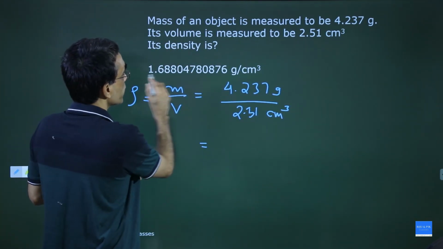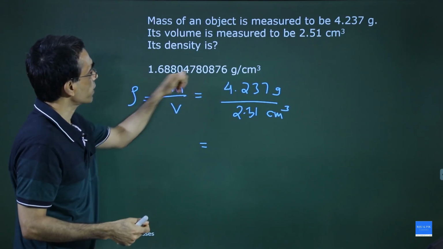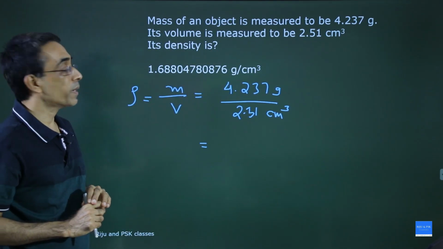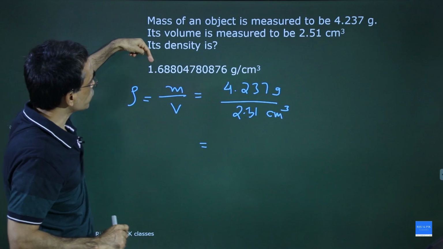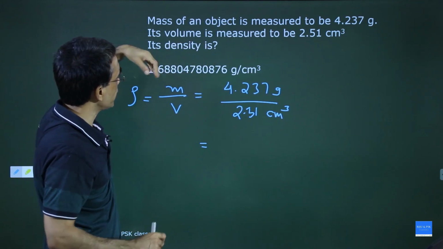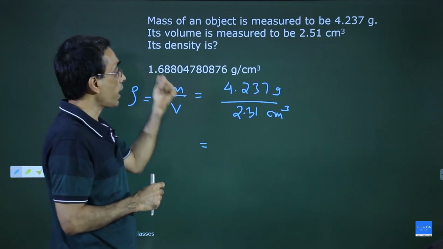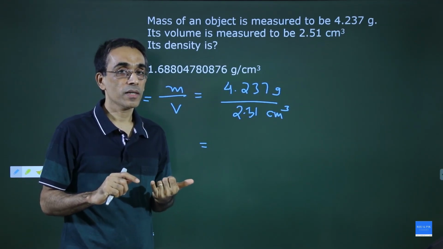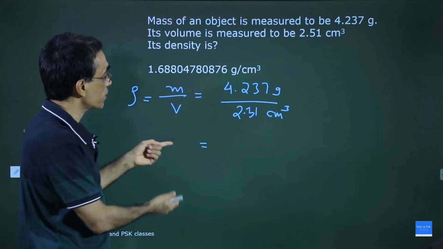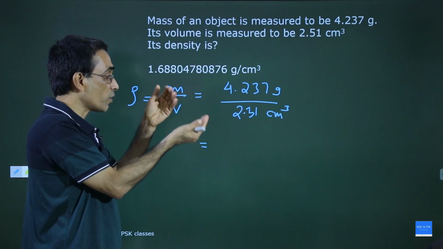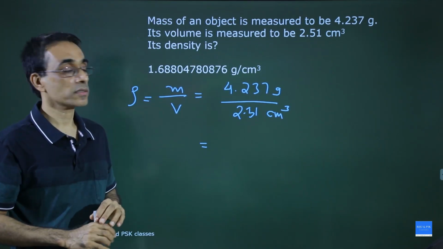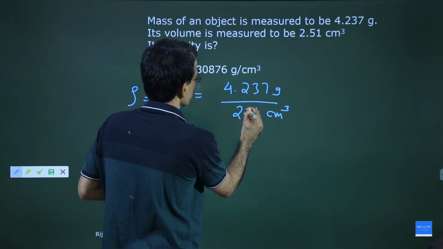If you divide it, you will get this number. I just use my calculator. This is the number that you get. But see, this has got so many decimal places. That many significant digits are there. But your answer cannot be more significant than the value with the lowest significant digits. Okay. Now we need to correct it.